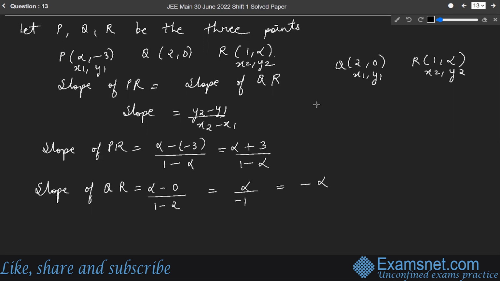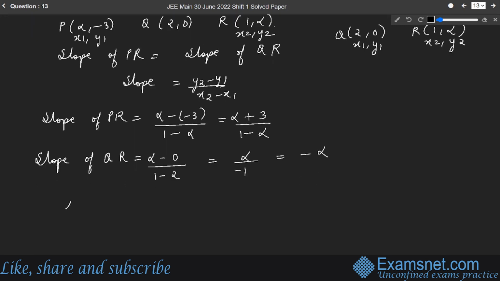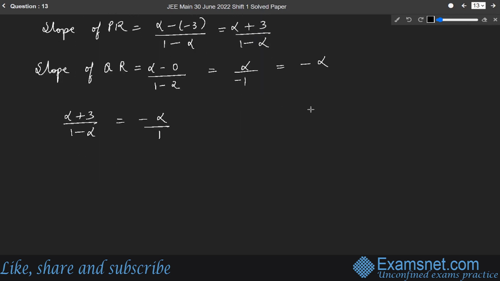Now both the slopes are equal. So it means that alpha plus 3 divided by 1 minus alpha is equal to minus alpha divided by 1. Okay, the denominator is 1. Now let us cross multiply. When we cross multiply, we have alpha plus 3 into 1 is equal to minus alpha into 1 minus alpha. So alpha plus 3 into 1 is alpha plus 3, which is equal to minus alpha into 1, which is minus alpha. Minus alpha into minus alpha is plus alpha square. So we have alpha plus 3 is equal to minus alpha plus alpha square.